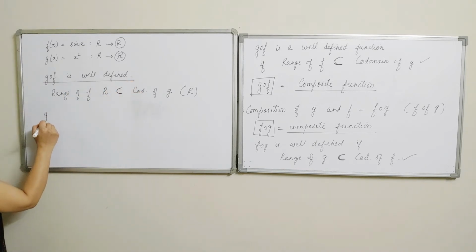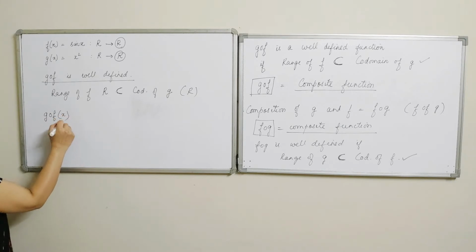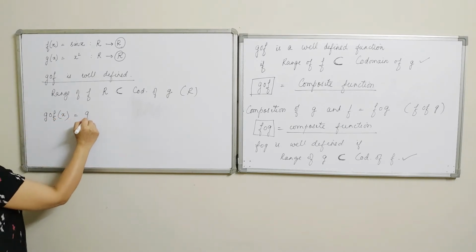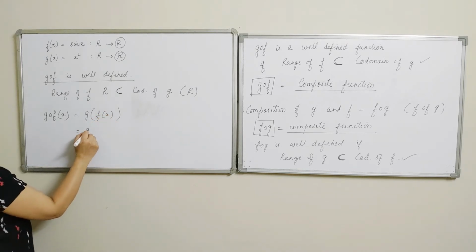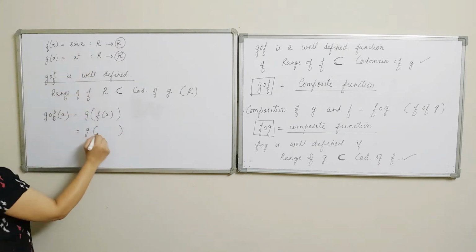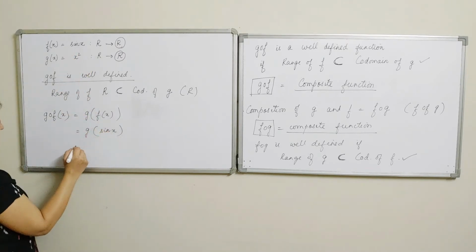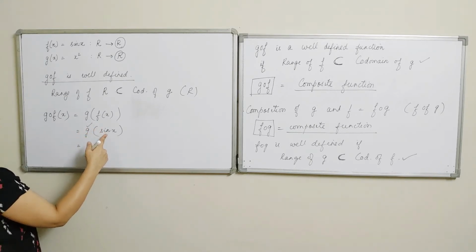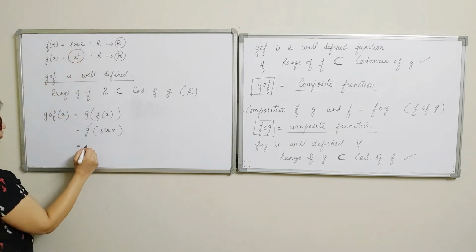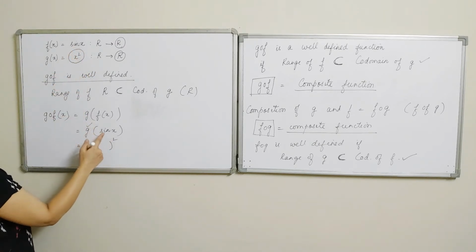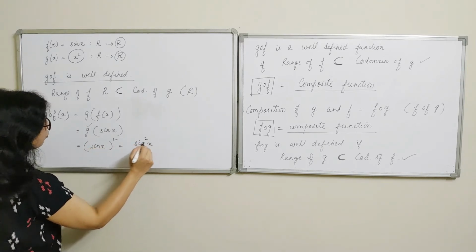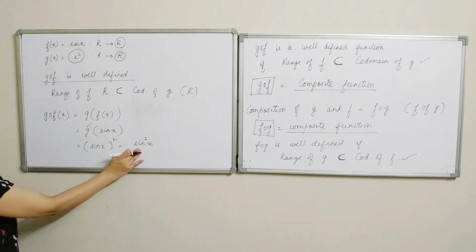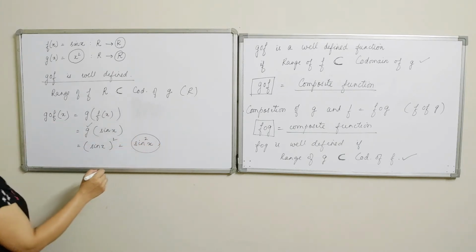If gof is a well-defined function, let us find out what is g of f(x). So g of f(x) can be written like this, and here what is f(x)? Sin x function. This means that in the function g, the new variable is sin x. Our function g is x square. So now instead of x, our variable is sin x. So what we are getting here is sin square x. So this is the gof function. You can call it a composite function.